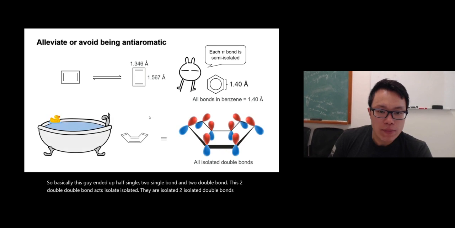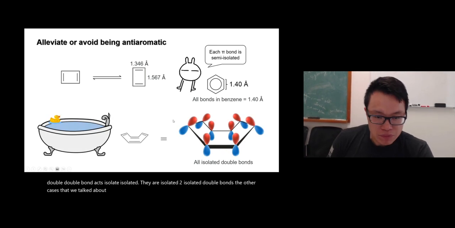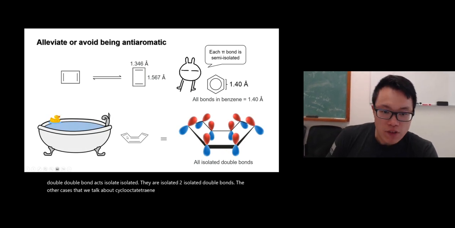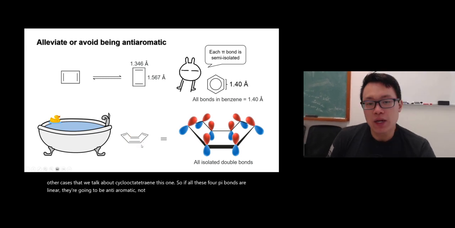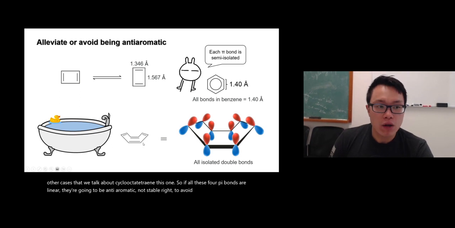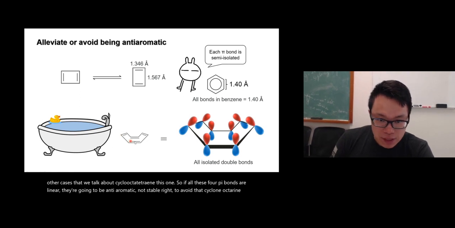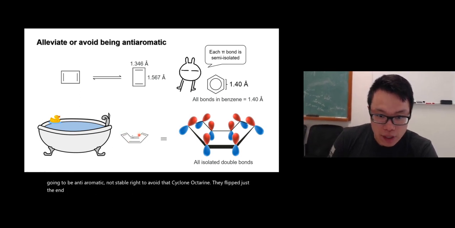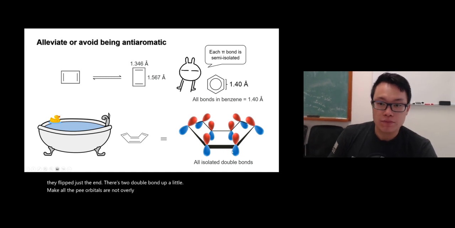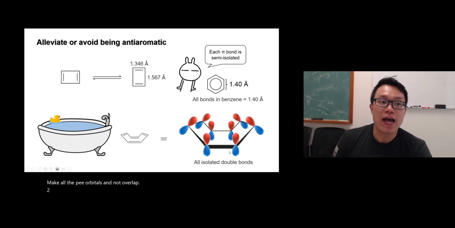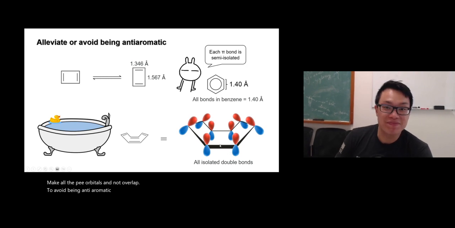The other case that we talk about, cyclooctatetraene: if all these four pi bonds were planar, they would be anti-aromatic, not stable, right? To avoid that, cyclooctatetraene flips the ends, these two double bonds, up a little, making the p orbitals not overlap to avoid being anti-aromatic. That's how it does it.